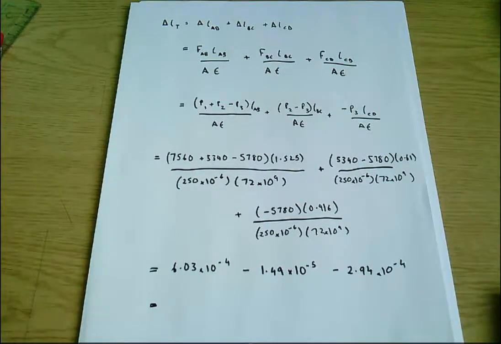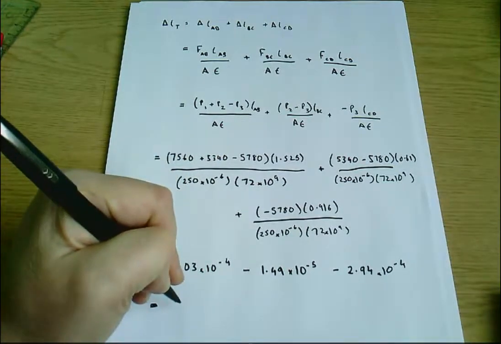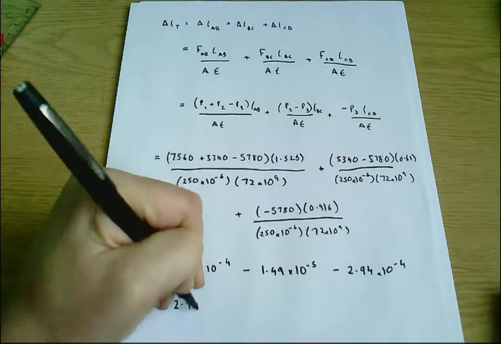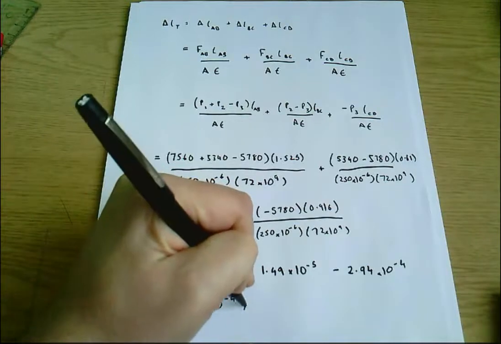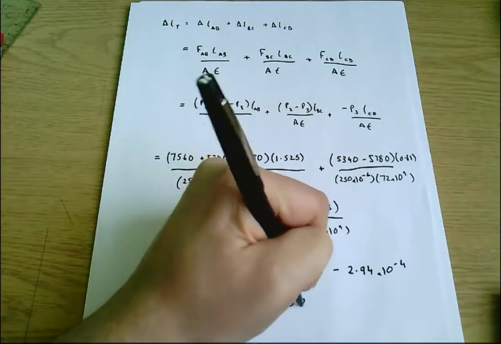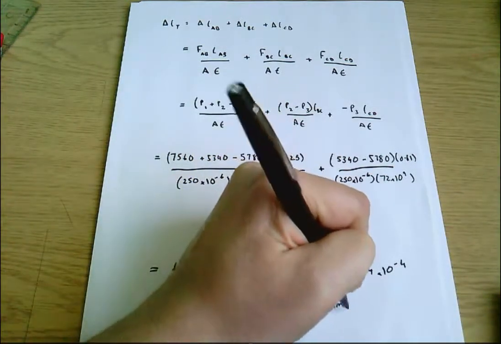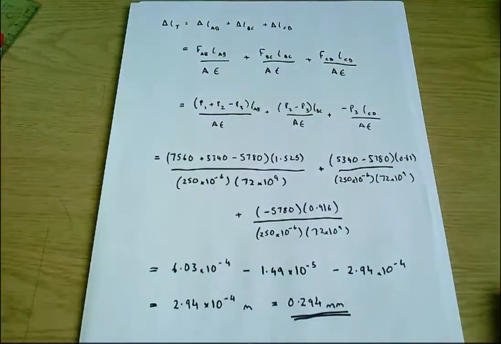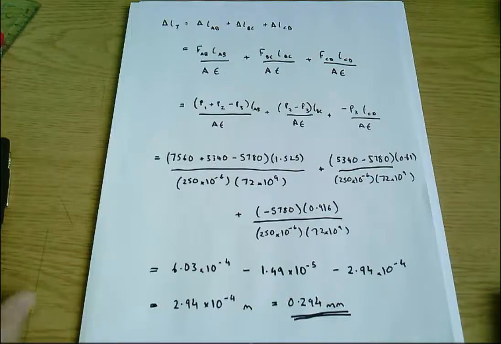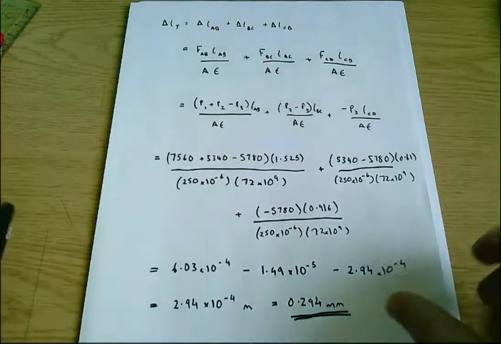Yeah, better. That comes out to be 2.94 times 10 to the minus 4 meters. That's 0.294 millimeters is the total change in length that I'm calculating there. So that's part one done. I'll take another new sheet for part two.